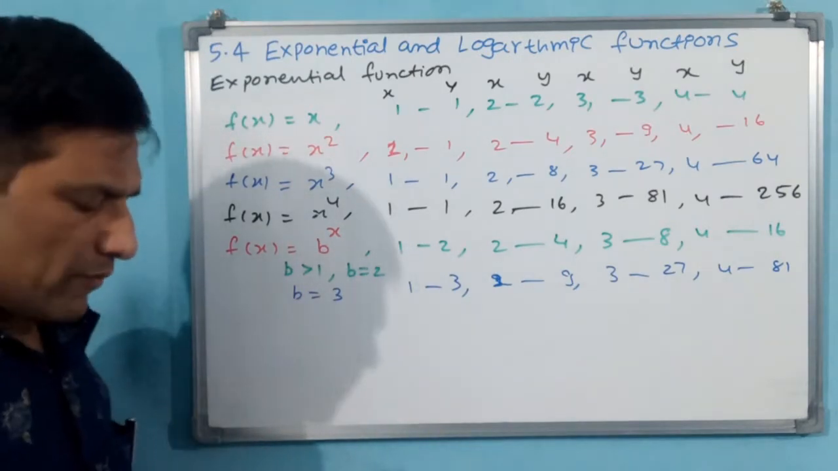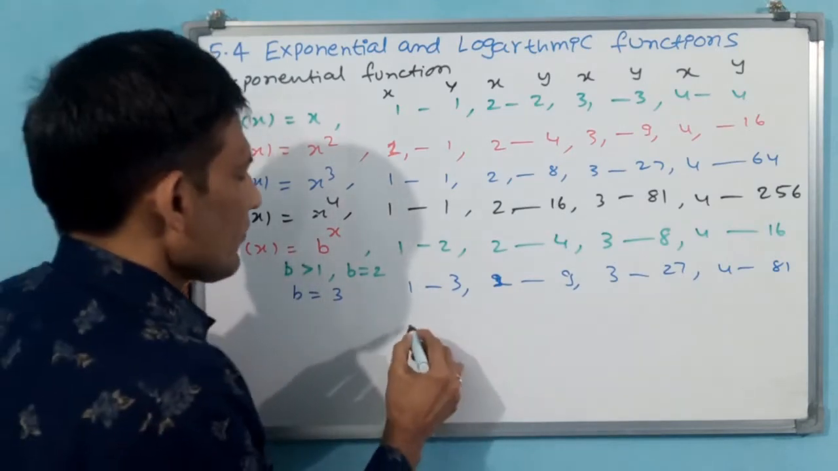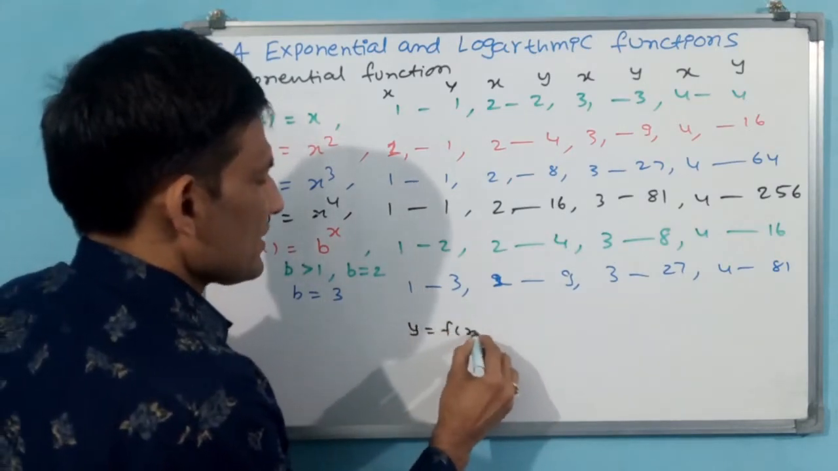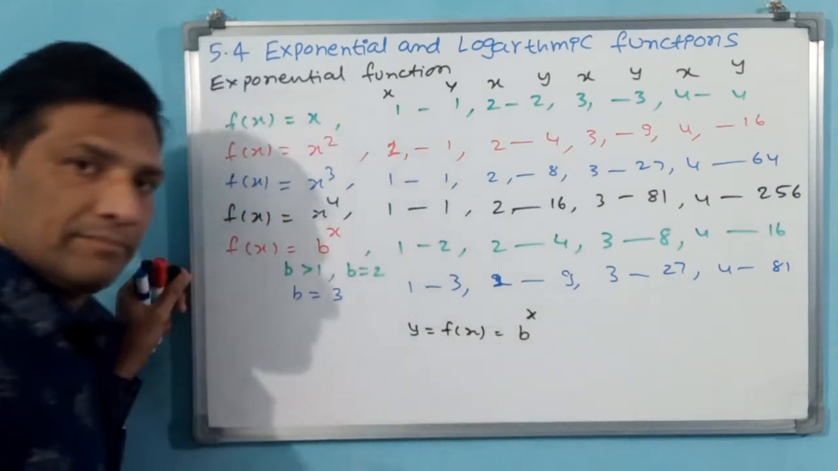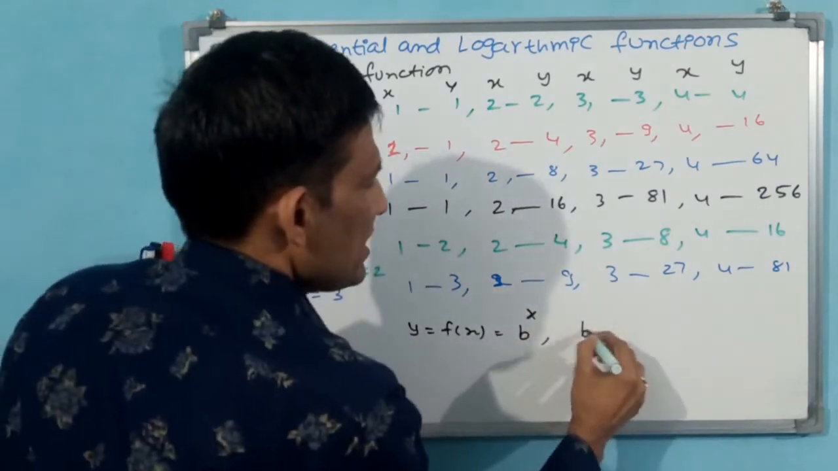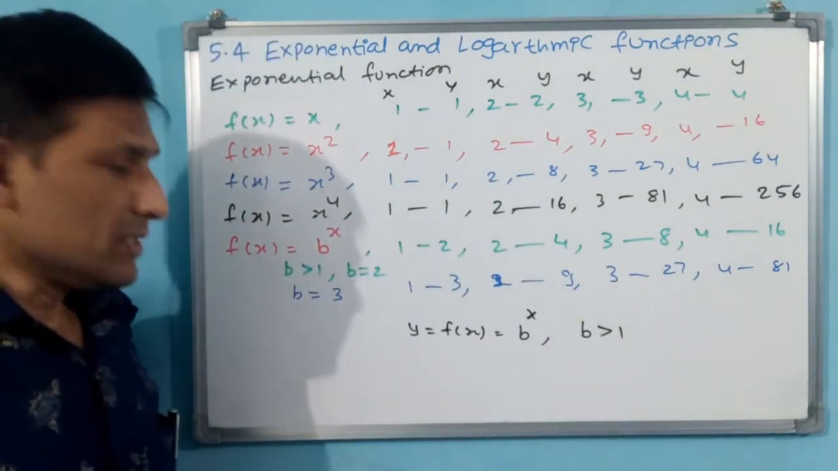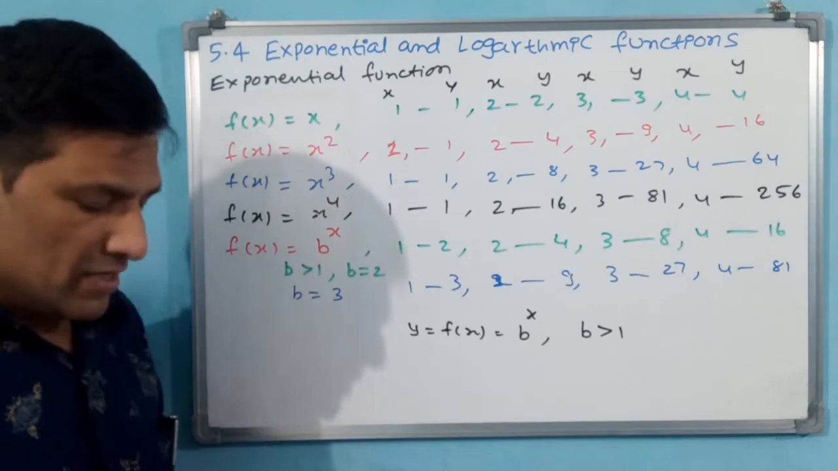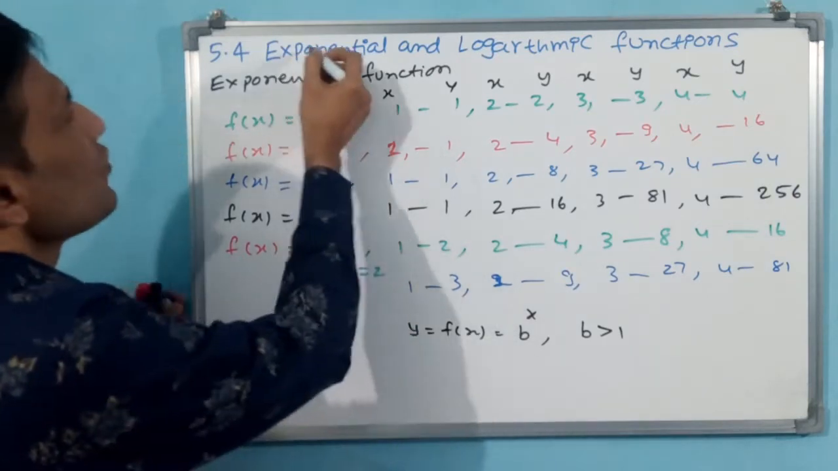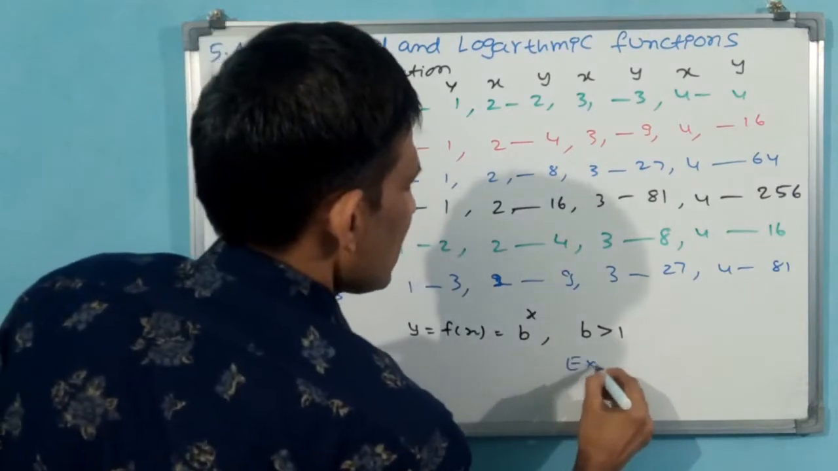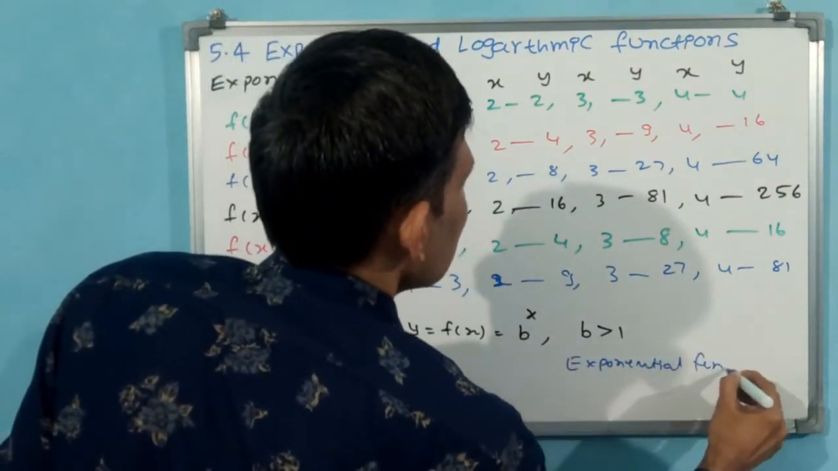Now, some conditions are there. What we are doing, you see, y is equal to f of x is equal to b power x, where b is greater than 1. If at all this function is there, this function we will call an exponential function. Now you come to exponential function.